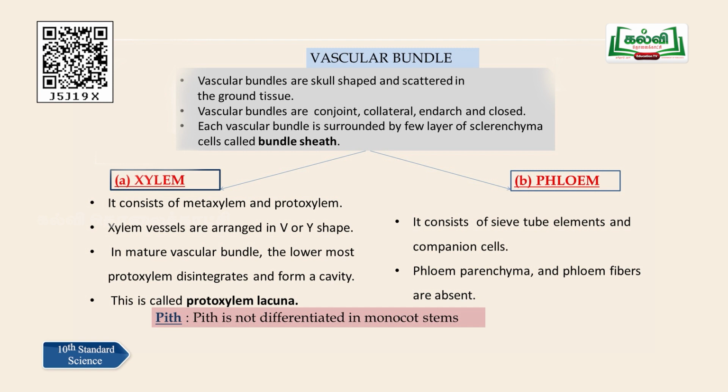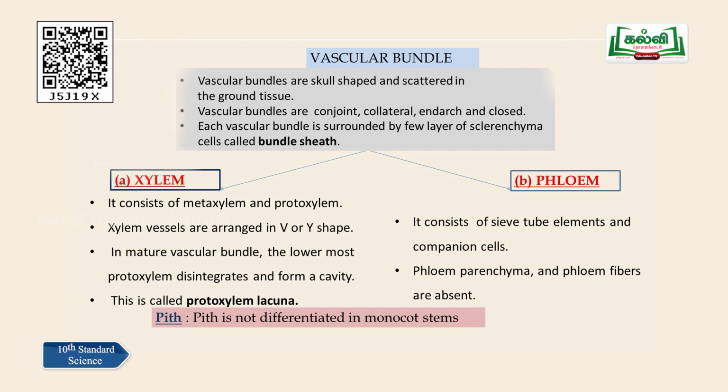The vascular bundles are skull shaped or oval shaped, scattered in the ground tissue. Here the vascular bundles are conjoint. What do you mean by conjoint? In the first episode we analyzed what conjoint is. When the xylem and the phloem are present on the same radius, it is called a conjoint bundle. What is a collateral bundle? It is a collateral bundle, and endarch condition is also seen here, and it is a closed type vascular bundle. Each vascular bundle is surrounded by a few layers of sclerenchyma cells, called the bundle sheath.